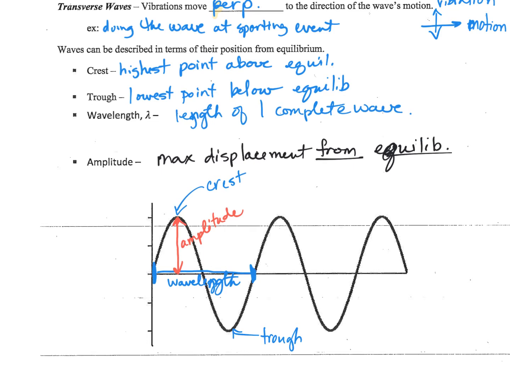So it's from equilibrium. So the distance from crest to trough is actually twice the amplitude. Okay? So that is transverse waves. Got any questions so far?